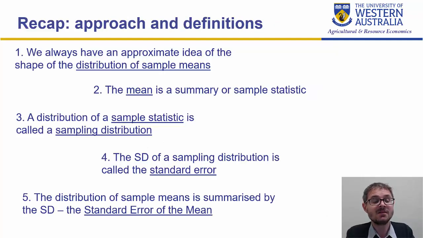We always have an idea of the shape of the distribution of sample means. What does that mean? We always know that this thing is approximately normally distributed. So we have a sample mean. A sample mean is a summary statistic, and we have a special language. We say that the distributions of sampled statistics are called sampling distributions. And just to make things difficult, we say that the standard deviation of a sampled statistic is the standard error.